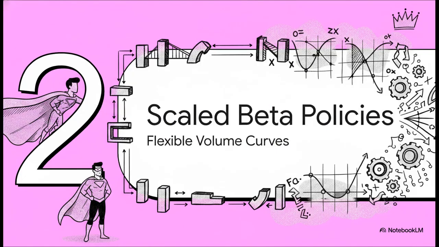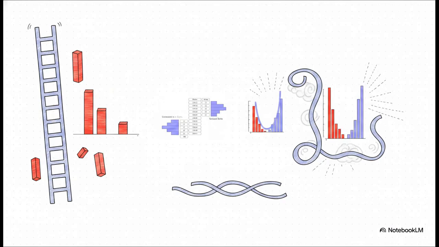Section 2. Introducing scaled beta policies. To beat these challenges, we really need a mathematical hero that bridges the gap between legacy, rigid strategies and infinite flexibility. Enter the scaled beta policy. Think about standard ladder strategies for a second. They place uniform volume across a set block of prices. They're clunky, they're rigid. But scaled beta distributions, they're a game changer.